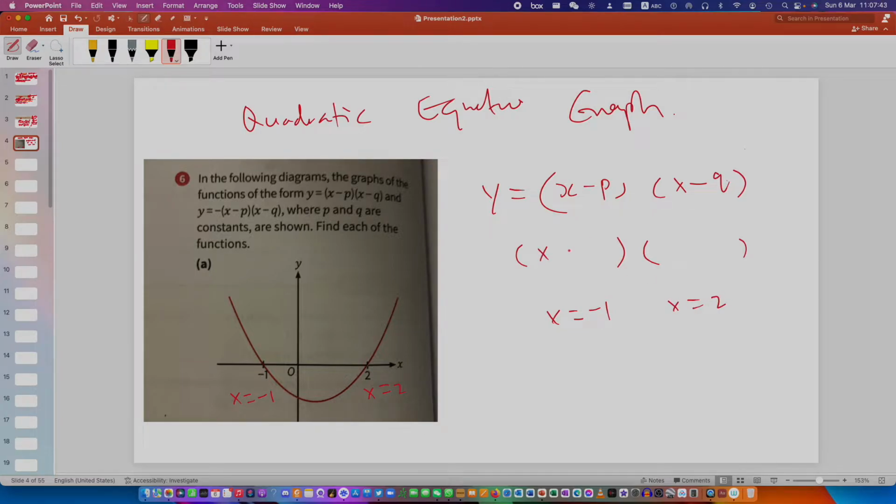So what's your p, so that you get x is equal to -1? What's your q? You get x equal to 2. Minus 2, right? This is plus 1. Yeah. So done. So your p is equal to -1. Comparison. q is 2. Okay? Done. That's it?